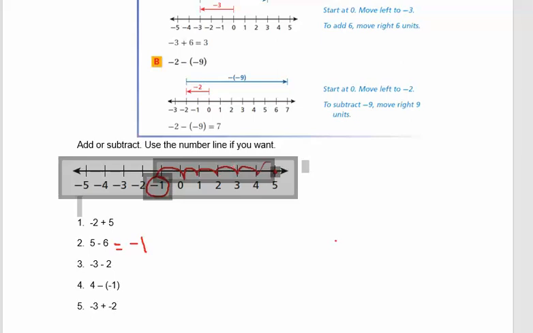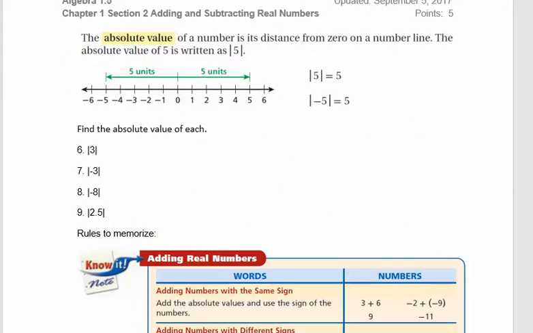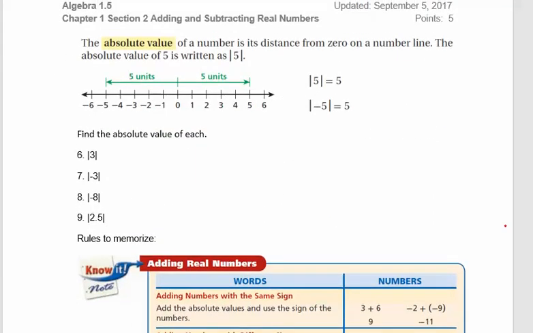answers. Now, you don't want to always have to have a number line out, so then we will go over some rules, which is what this part is. First, there's a quick review about what absolute value means. Absolute value of a number is just its distance from 0 on a number line. So the absolute value of 5 is 5 because 5 is 5 units away from 0. The absolute value of -5 is also 5 because that's 1, 2, 3, 4, 5 units away.